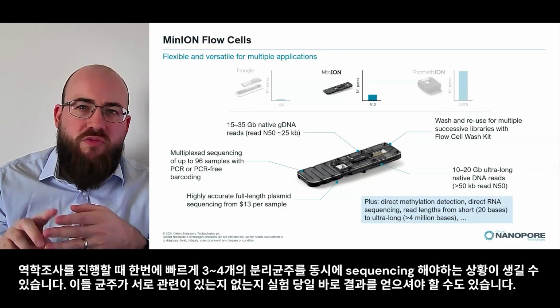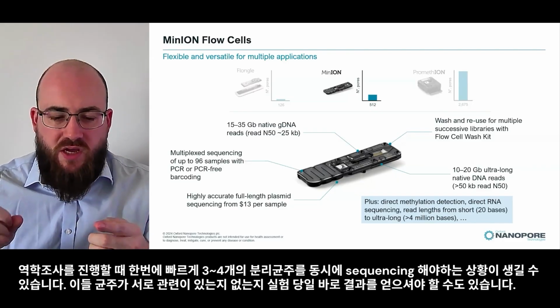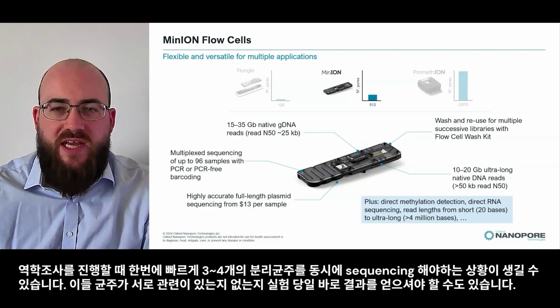Maybe we need to run 3 or 4 isolates really quickly. We need to know, are these linked? Yes or no? Do I need to make a change? I need to know today.